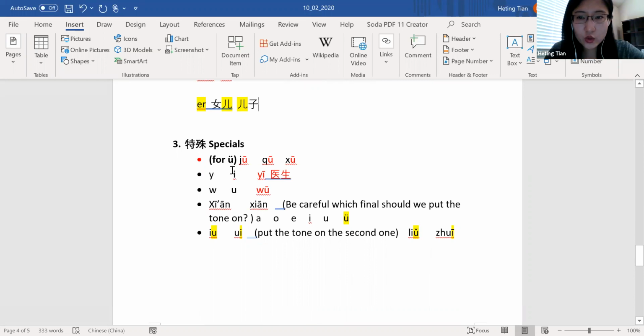This one is ü sound. I call it sad single final because it has two dots on the top, like tears. When this one meets the three happy initials, 鸡、七、西, it will take away the two dots on the top of ü, but it's still ü, it's not u.